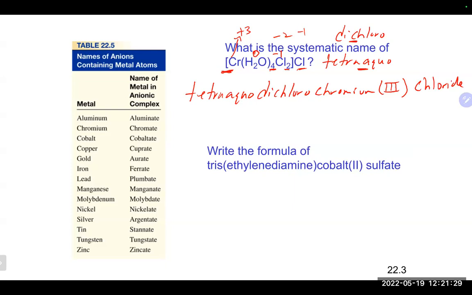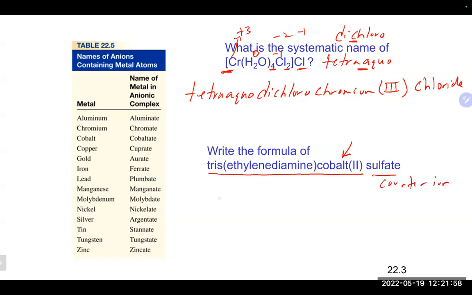Any question on that name there? Again, if we didn't have the counter ion, it would be everything in front and you just put ion at the end of it. We're going to write the formula for this guy. So really we could just kind of put our parts together. We know that our complex ion comes first because we do see the metal at the end of it. So that is the complex ion part. And then that would be our counter ion here.